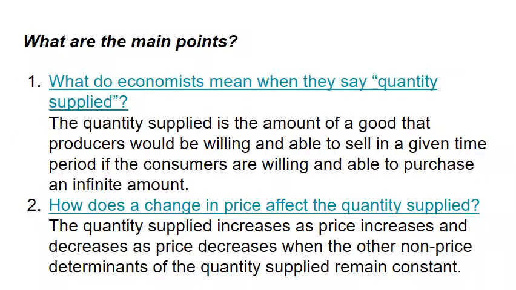The lesson has 4 main points. 1. What do economists mean when they say quantity supplied? The quantity supplied is the amount of a good that producers would be willing and able to sell in a given time period if the consumers are willing and able to purchase an infinite amount.